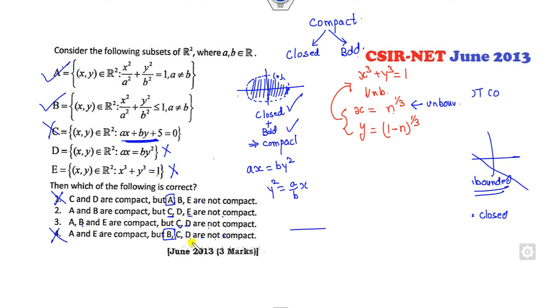So E, if it is unbounded, it means it is not compact. E is not compact. He said E is compact. This option is cancelled. The left option, B, is my right answer.